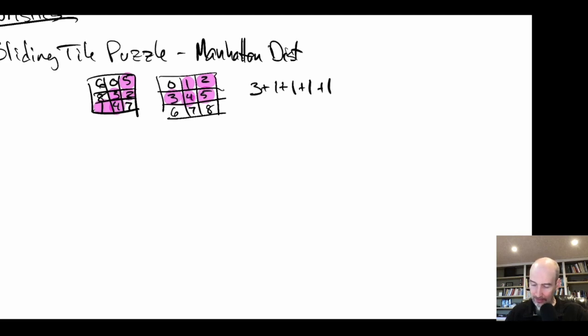The 6 is here, it's supposed to be here, so it's off by 2. The 7 is supposed to be here, but it's actually here, so it's off by 1. And the 8 is sitting right here, it's supposed to be here, so it's off by 1, 2, 3. So if we did Manhattan distance here, we'd get 6, 7, 8, 9, 10, 11, 12, 13. It would say it's going to take a minimum of 13 moves.